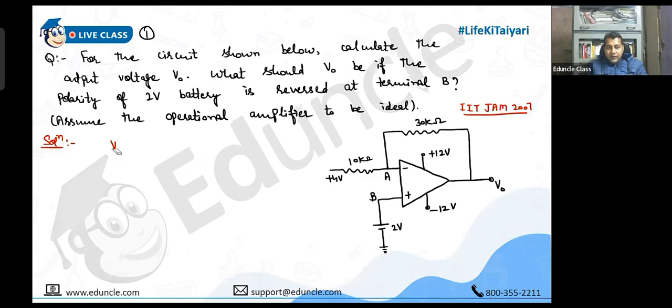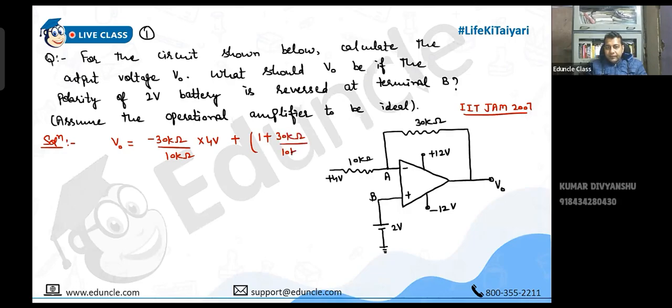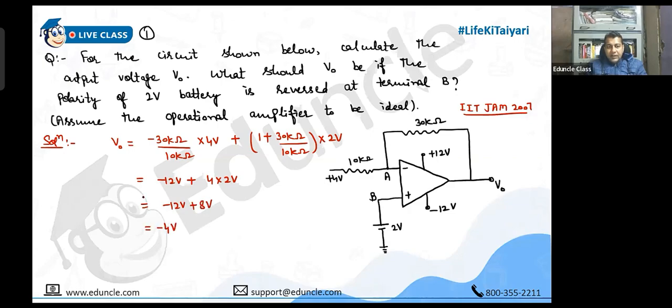If we calculate V naught as such, this is a mixture of inverting and non-inverting circuit. If we go for the inverting part, it will give us this much voltage, and for the non-inverting part, yes, Likita, very good. So this is the answer to the first part.